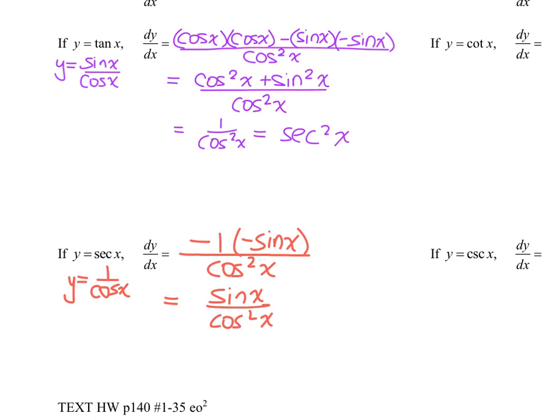Now we tend to think of that as sine over cosine times 1 over cosine, or 1 over cosine times sine over cosine, either way. But every textbook in creation writes the derivative of secant as secant x times the tangent of x.